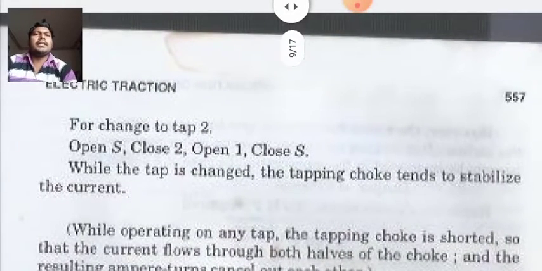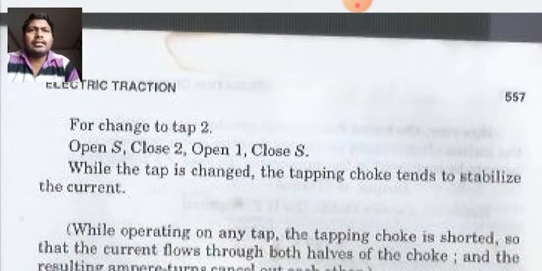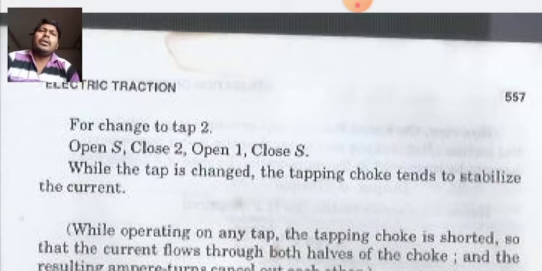Now for changing to tap 2, what is the step? For changing it to tap 2, open the switch, because we have to open the switch first. Then what we'll do, close switch 2, open 1, close S. While the tap is changed, the tapping choke tends to stabilize the current.